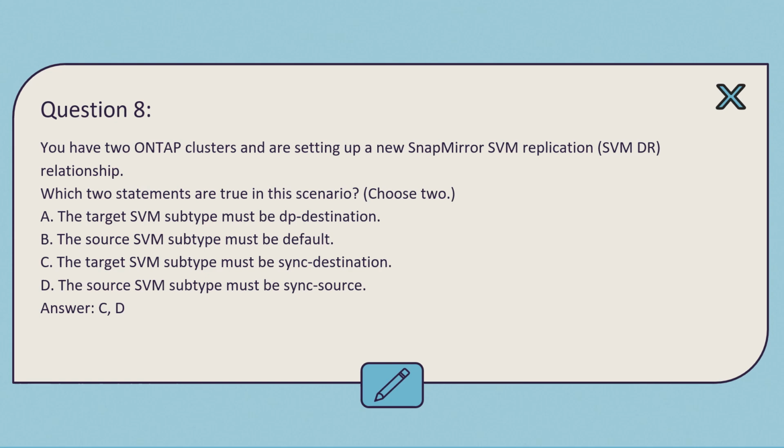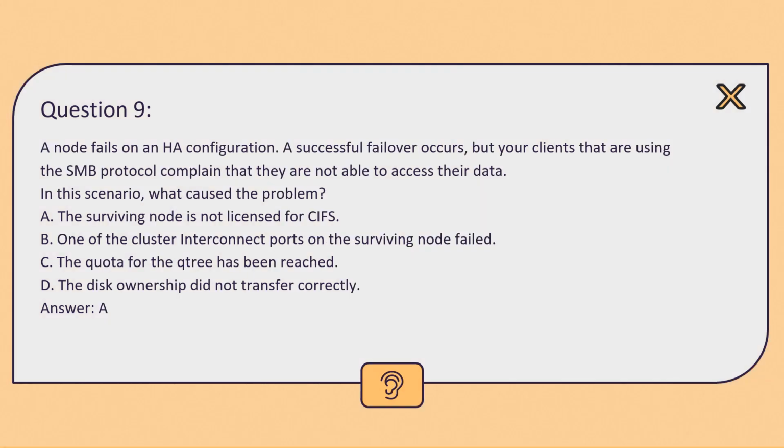8. You have two ONTAP clusters and are setting up a new SnapMirror SVM replication (SVM DR) relationship. Which two statements are true in this scenario? Choose two. A. The target SVM subtype must be DP destination. B. The source SVM subtype must be default. C. The target SVM subtype must be sink destination. D. The source SVM subtype must be sink source. Answer: C, D.